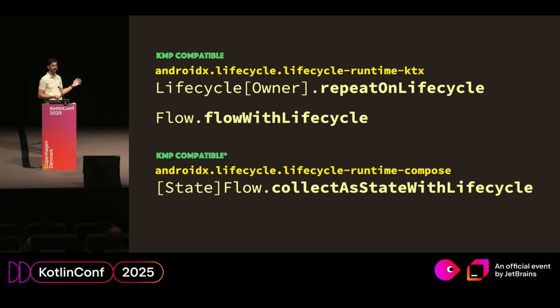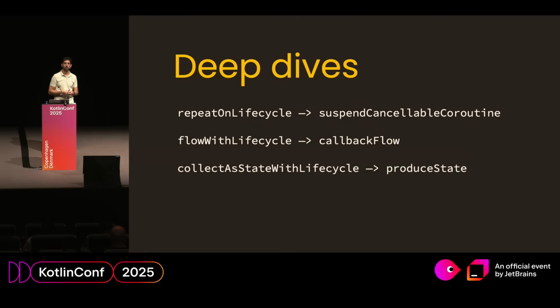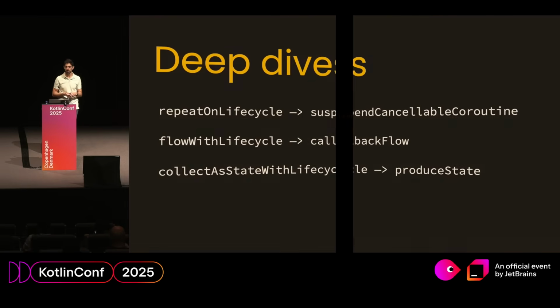So we zoomed out a little bit. Now we're going to zoom in. We're going to look at the implementation details of those APIs. We're going to be looking at some low-level coroutine APIs as well, and how or when they are useful to use in our projects. We will see that every single API that we introduced uses a low-level coroutine API under the hood. We have suspendCancellableCoroutine, callbackFlow, and produceState. We're going to do a small introduction to these APIs, and we're going to see how we are using them in these APIs to get the benefits that we get from them.